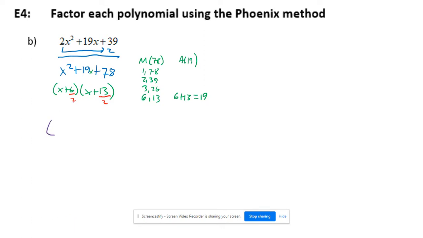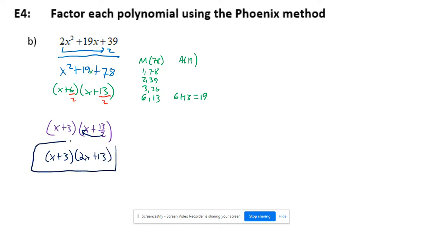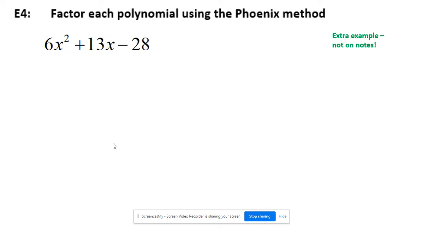Well, x plus 6 divided by 2, that's x plus 3. 13 divided by 2 doesn't simplify, so I just write it as 13 halves. And then the last step, the Phoenix method, rise from the ashes, bring that denominator out in front of its x only. So I have x plus 3 was done, and now 2x plus 13. And you can FOIL that answer out and see if it matches up with the original problem.